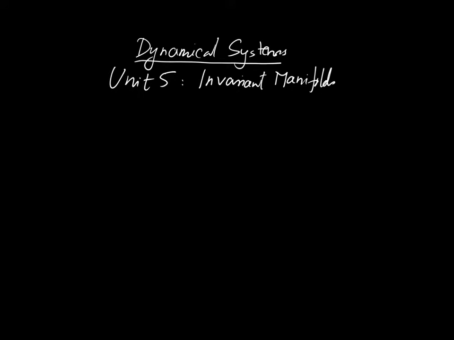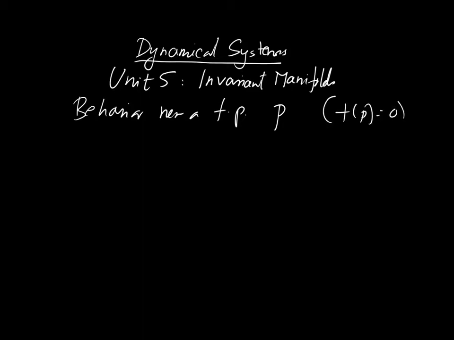This is the fifth unit of the dynamical systems primer on invariant manifolds, which is about the behavior of the dynamics near a fixed point. So, behavior near a fixed point. Near a fixed point, let's call it P, right? So that means that f of P is equal to 0.